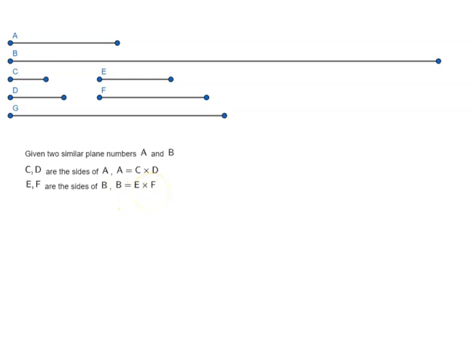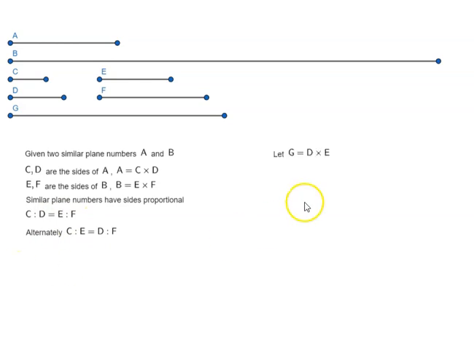Remember, in the proposition, we are talking of two similar plane numbers. So we know what plane numbers are. Similar plane numbers means they have the sides proportional. So that means C is to D as E is to F. Or we could also say C is to E is equal to D is to F. That is alternate.